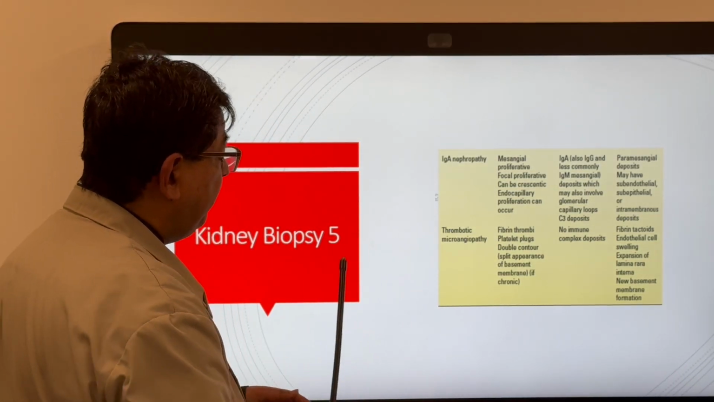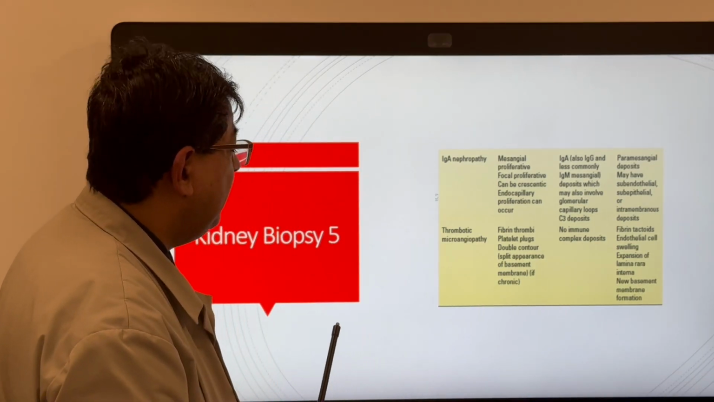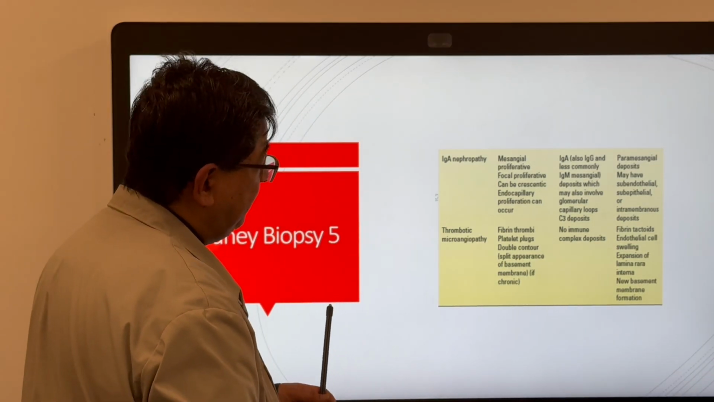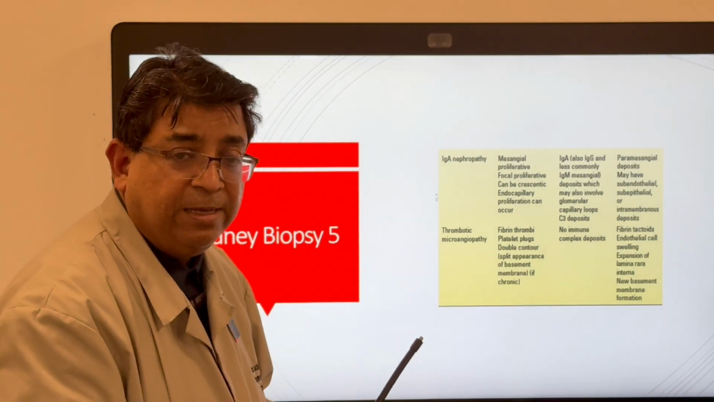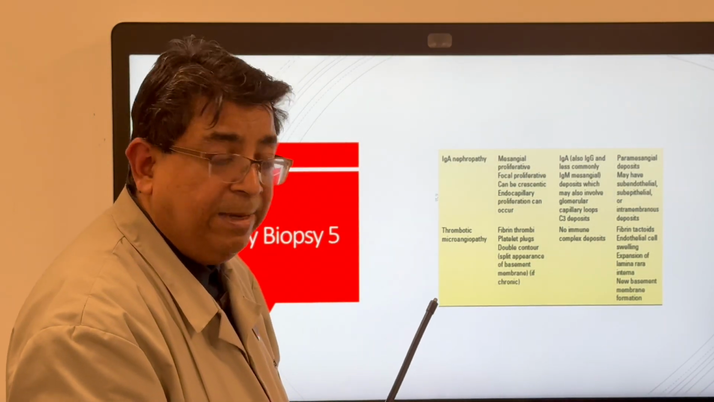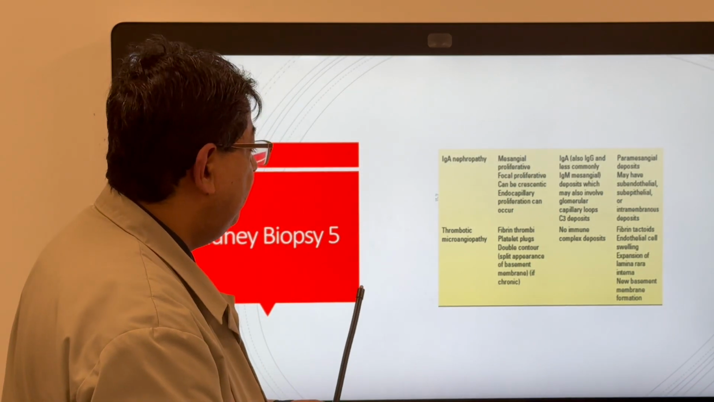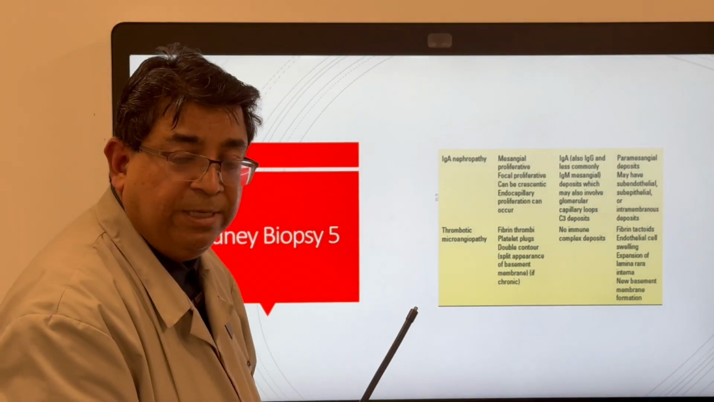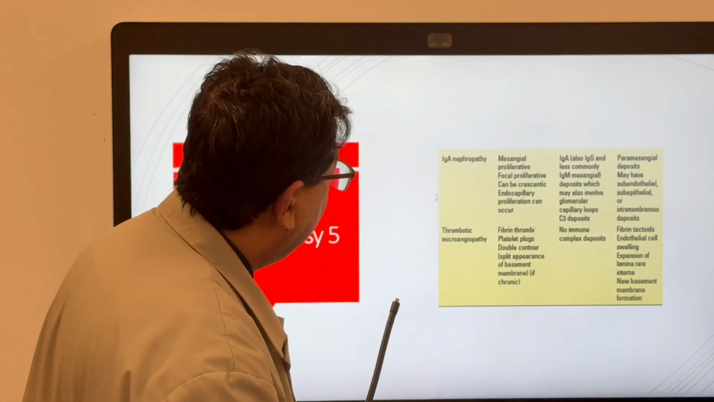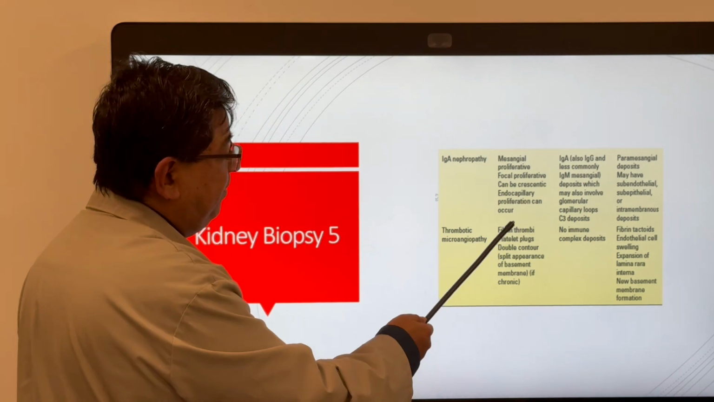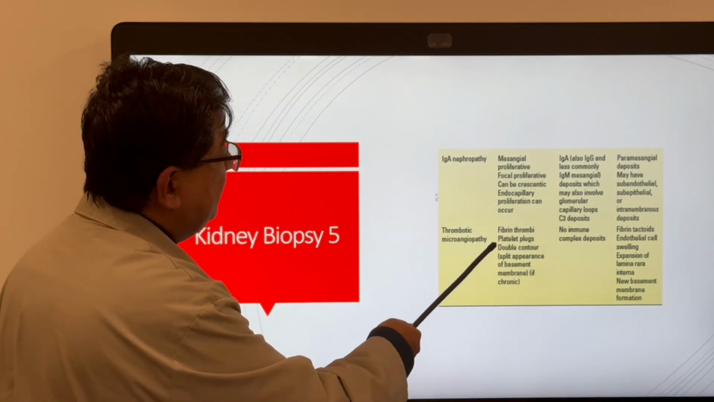Thrombotic microangiopathy implies platelet plugs, because you have microangiopathic hemolytic anemia with damage to the blood vessel wall. So you're going to see fibrin thrombi, you're going to see platelet plugs. Again, you're going to see double contour.